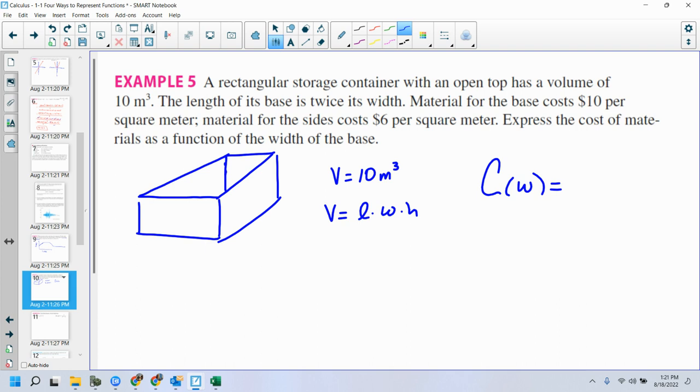Let's define width and height. The length of the base is twice its width. So if I say this is W, what is this? What's the length? If that's W, what's that? 2W.